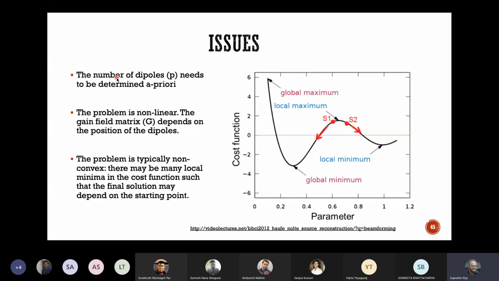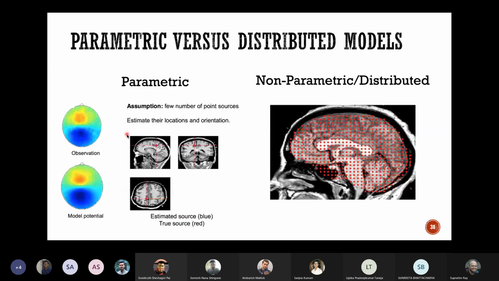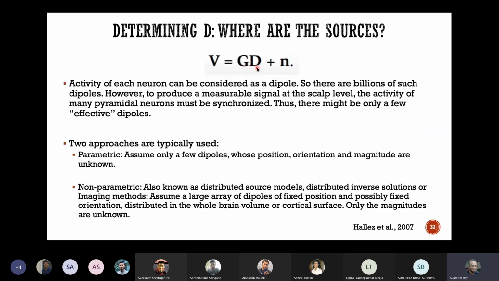There are lots of issues with this approach. First of all, you need to know how many dipoles you want. It's a nonlinear problem because the gain field matrix will depend on the position of the dipoles. So it's not a fixed matrix. So essentially, you are changing both G as well as D and trying to get a product G times D that is close to V. Okay, getting back here. In this case, G is unknown and so is D.